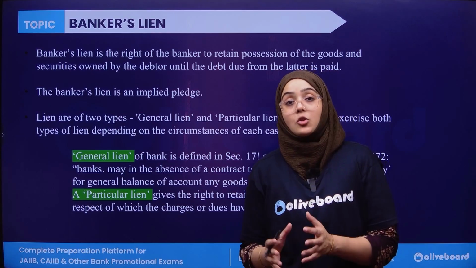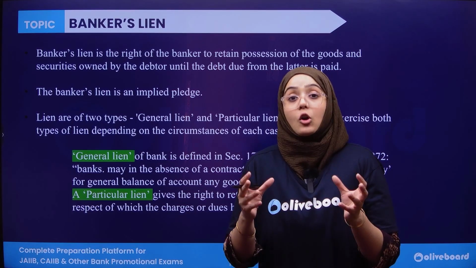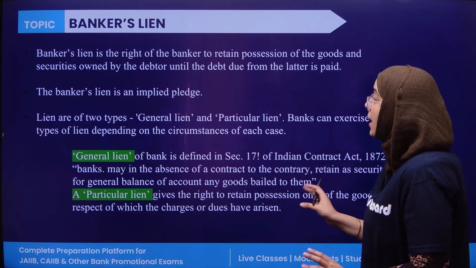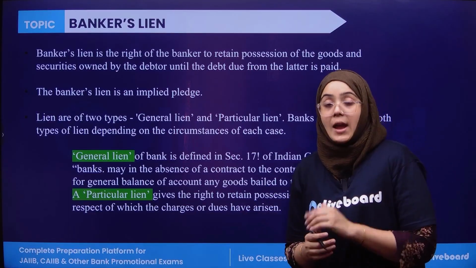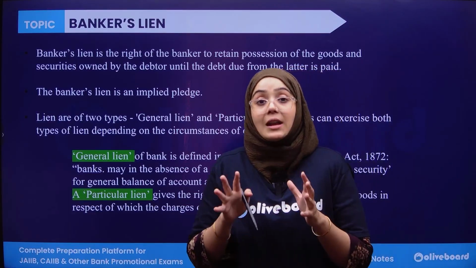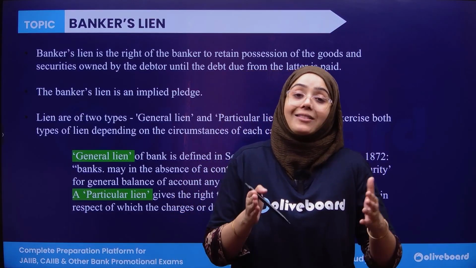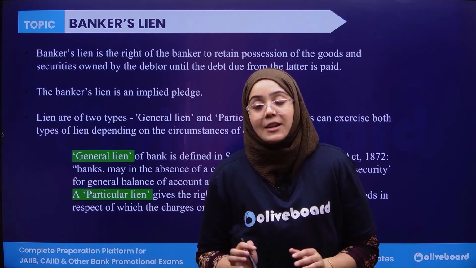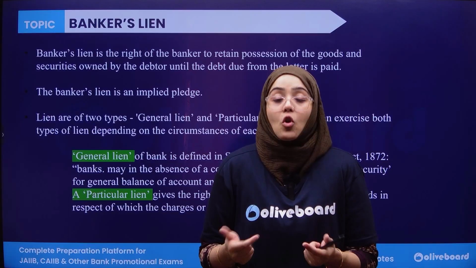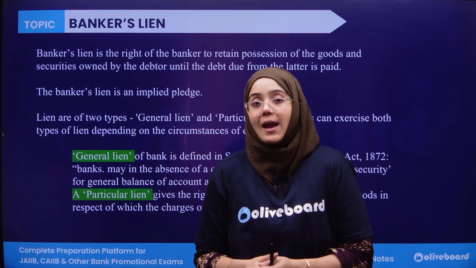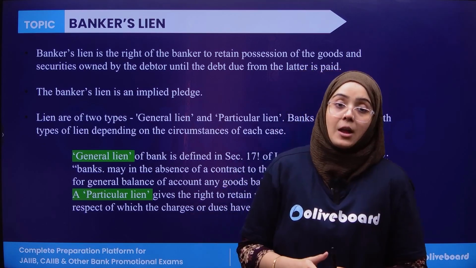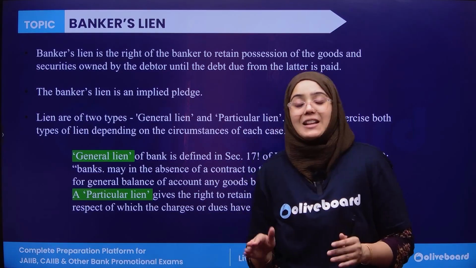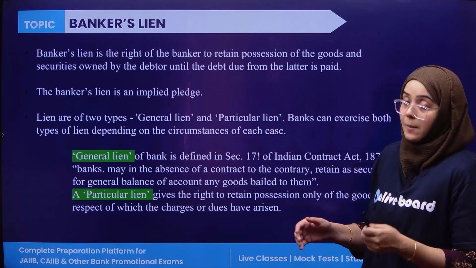Banker's lien is the right of the banker to retain the possession of the goods until the debt of the latter is fully paid. Okay, now banker's lien is an implied pledge. It means that the bank doesn't need to specify it expressly, or give it in writing or orally. This is an implied pledge. When you are taking the loan, it is already understood that the bank will retain the possession of the collateral until the debt is fully paid. It shouldn't be expressed explicitly. It is understandable.